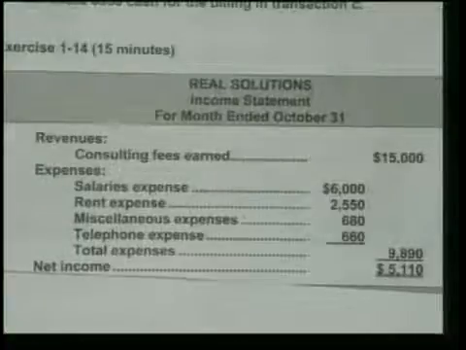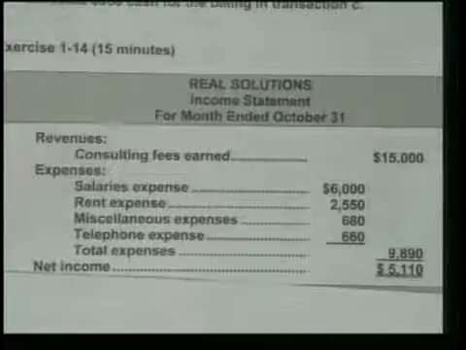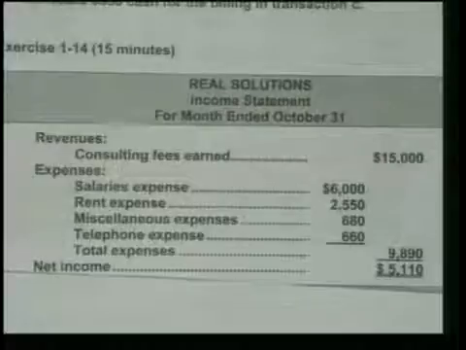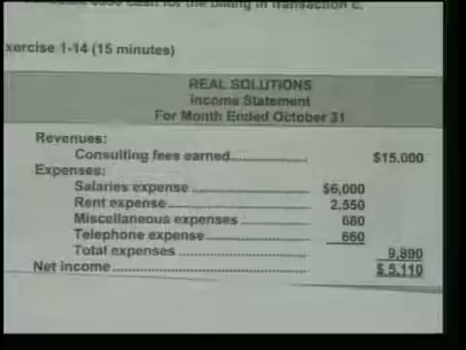Okay? Now, they have their revenues, and then they have their expenses. Common question is, well, what if my expenses are in a different order? That's completely fine. They obviously did this from largest expense down to the smallest expense, which is a common way you'll see an income statement. But you can list those however you want.